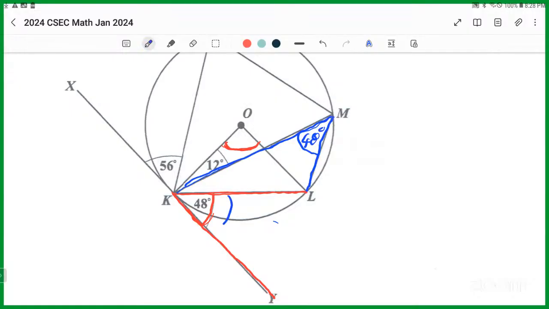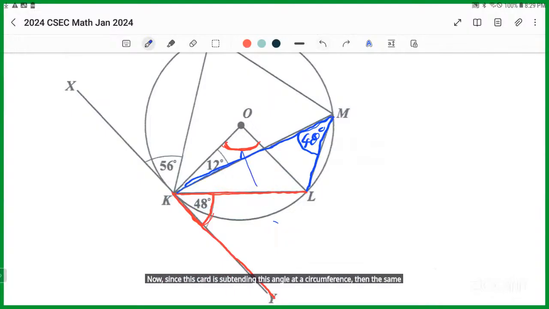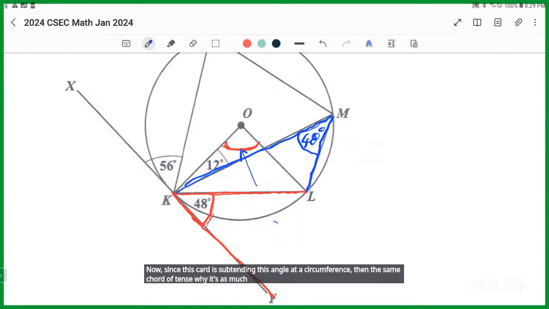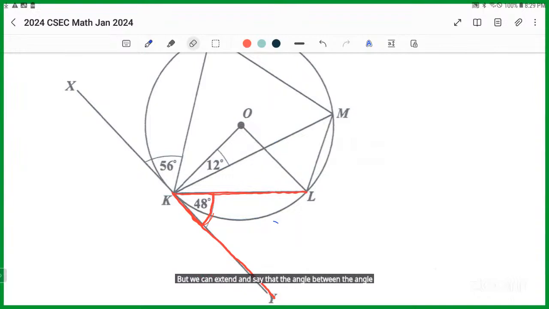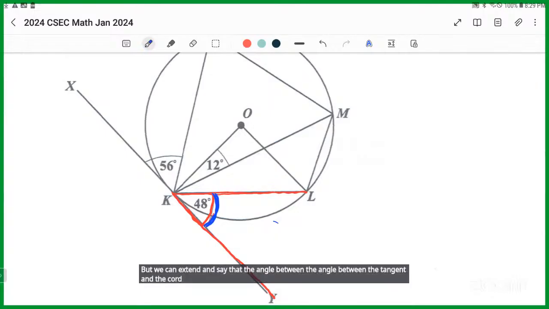But the angle between tangent and the chord is equal to the angle subtended by the chord. Now, since this chord is subtending this angle at the circumference, then the same chord subtends twice as much at the center. Angle at center is twice angle at circumference. But we can extend and say that the angle between the tangent and the chord is half the angle subtended by the chord at the center.